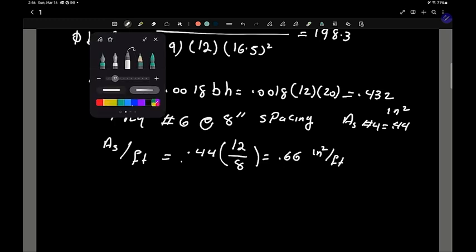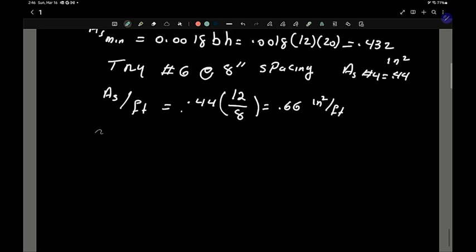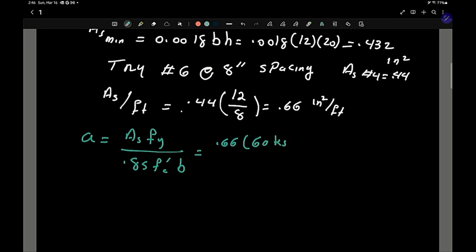Let's change color for good luck. And then we're going to calculate, remember A, the size of the block, it's AS times Fy divided by 0.85 f'c times B, and that gives us 0.66 times 60 ksi divided by 0.85 times 3 ksi times 12. I get 1.29.